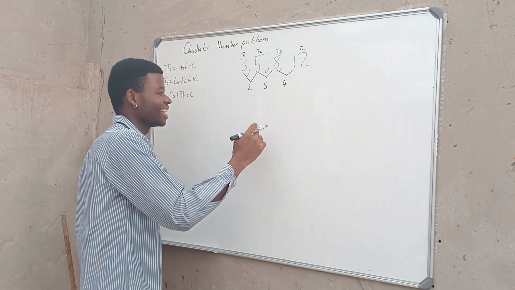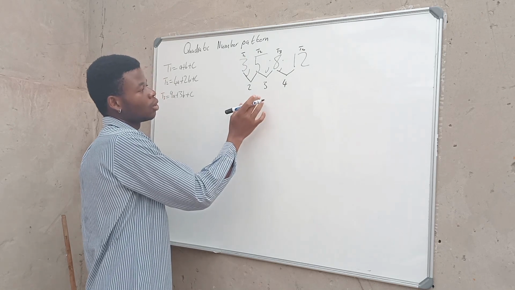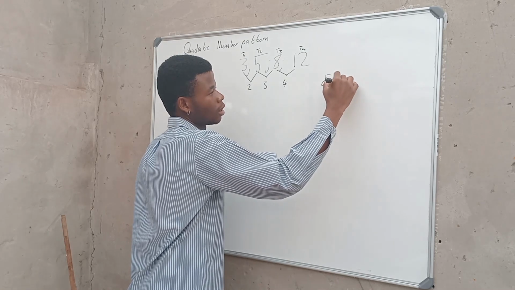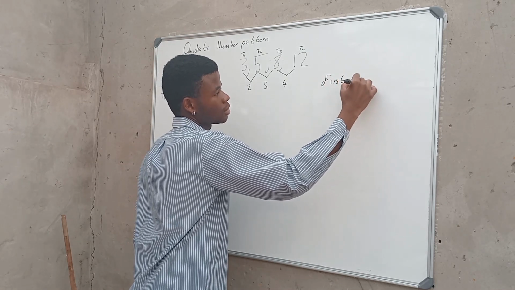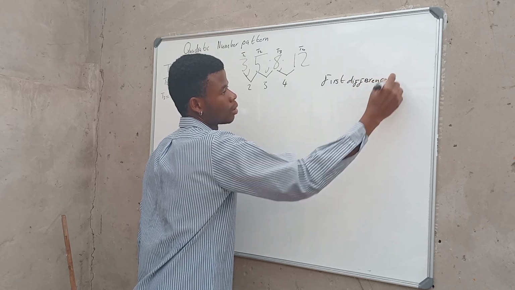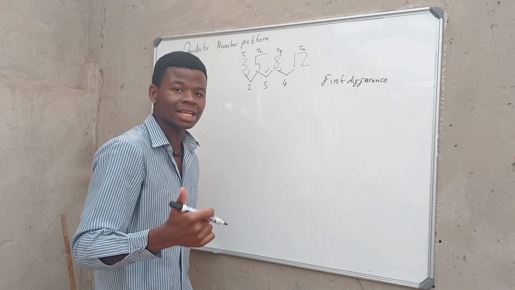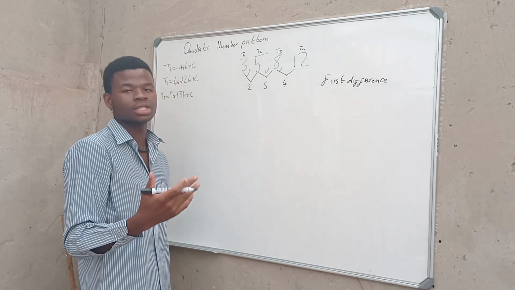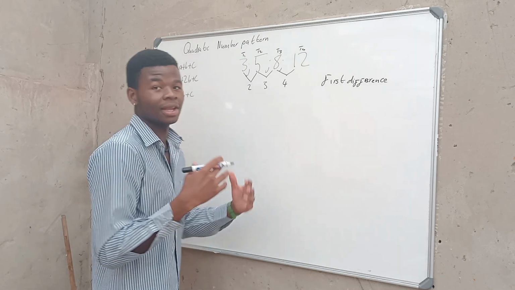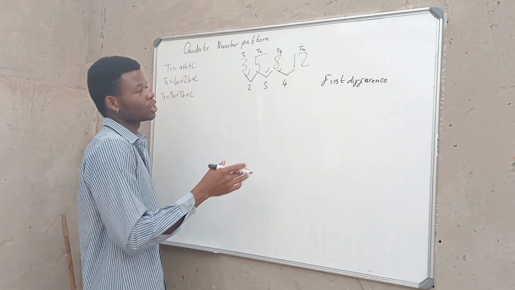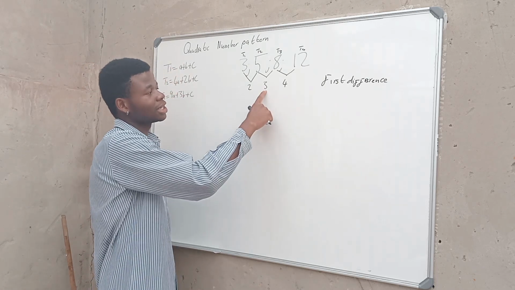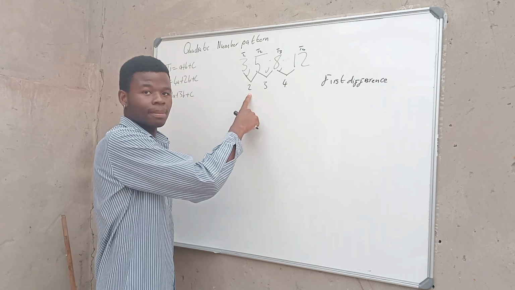So now this is what? This is the first difference. The first difference is the arithmetic sequence, which we will be doing in the near future if you stay with us. Now we must find the second difference by subtracting this term by that term.